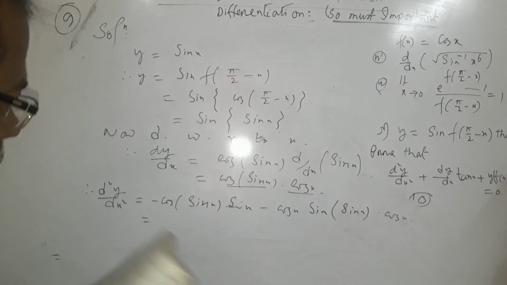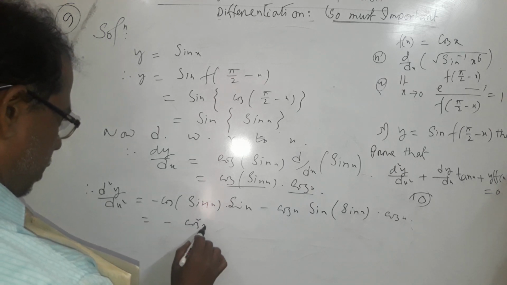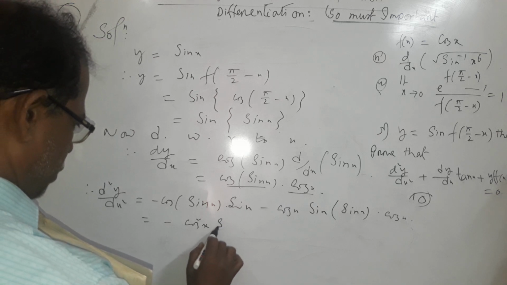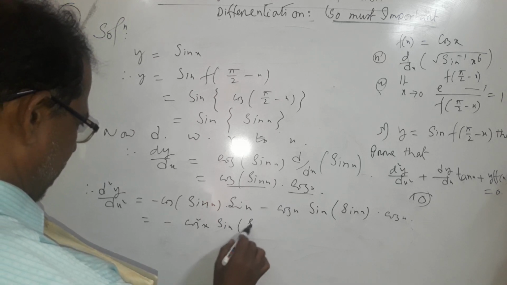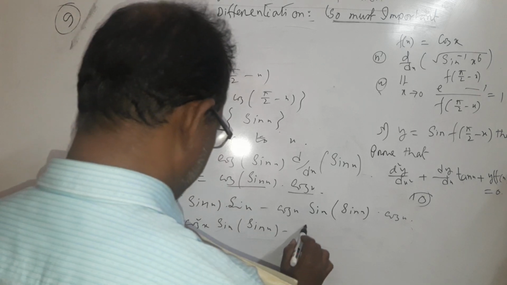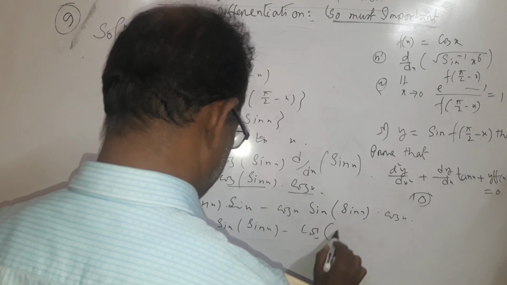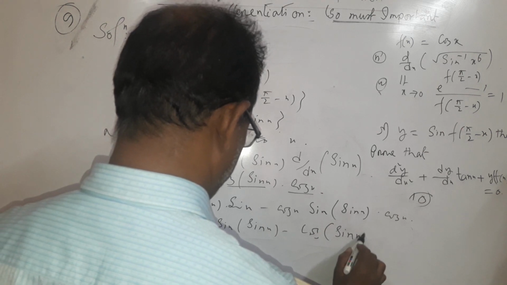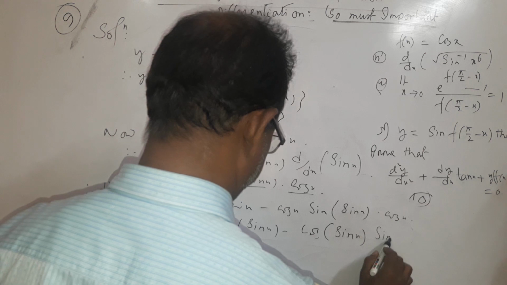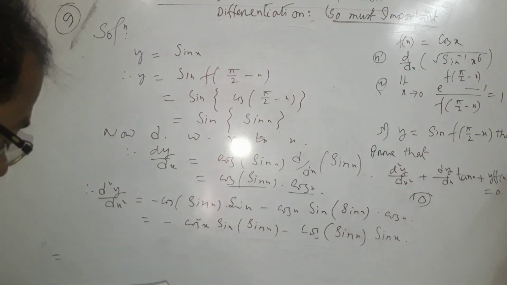Sin of cos x, so minus cos square x into sin x and minus cos into sin x and sin x. Well, it's a second derivative.